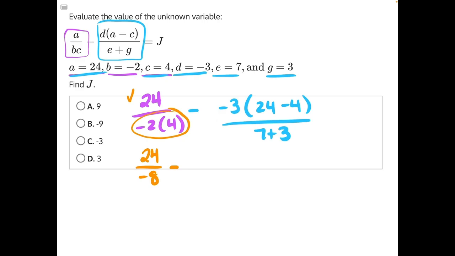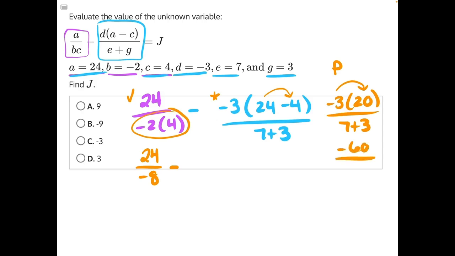It's minus. Over on our second equation, we'll do our numerator first, and we'll have to use order of operations, starting with P for parentheses. 24 minus 4 will give us 20. So we'll have negative 3 times 20 over 7 plus 3. Then we'll do multiplication next. Negative 3 times 20 will give us negative 60 over, and then addition subtraction. 7 plus 3 will give us a positive 10.